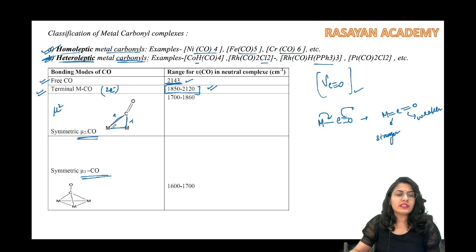Okay, so when this metal is coordinating to this carbonyl, there are two metals giving back a higher amount of electron density to carbonyls. That's why the frequency is going to decrease. From 1700, how much did it come to? 1860. So yeah, going down from this 1850.